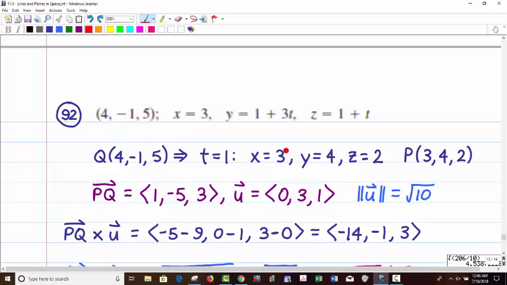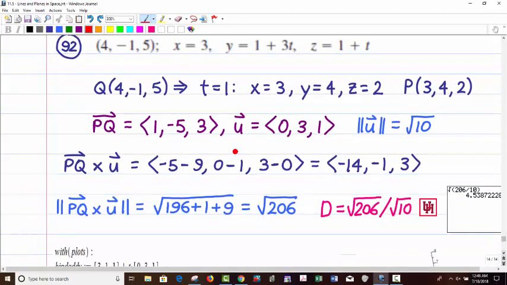So x is fixed at 3, so it doesn't matter. And then 1 plus 3 times 1 is 4. But I promise you, if you went back and used 0, it'll be correct. And then 1 plus 1 will be 2. So my point P is 3, 4, 2. If you calculate the PQ vector, you'll get 1, -5, and 3. And the direction vector u: there's no t here, so that component is 0. 3t, so it's 3. And 1t will be 1. So you have the PQ and you have the u. The magnitude of u, which we need, is the square root of 10.